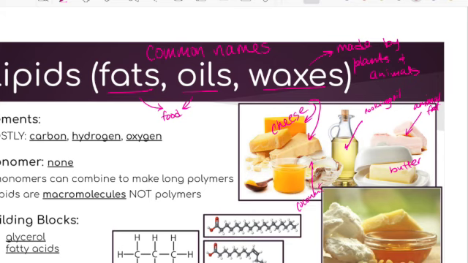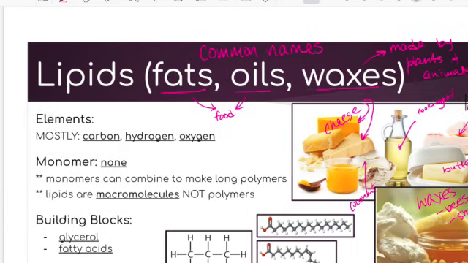And then down here, these are the waxes that we were talking about. So you can get beeswax. Bees make wax. Where else do we get wax from? Like shea butter. Shea butter is a wax. Yeah, lots of different sources of waxes.